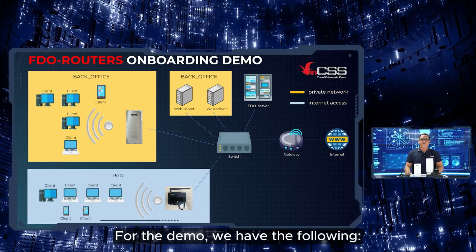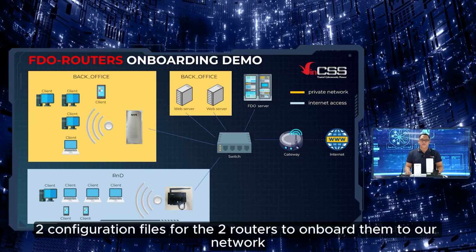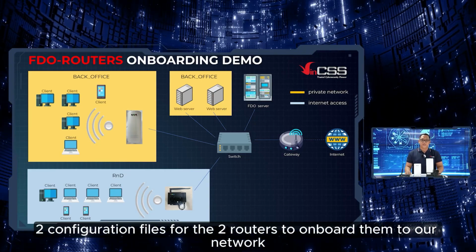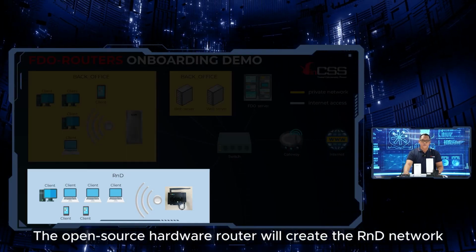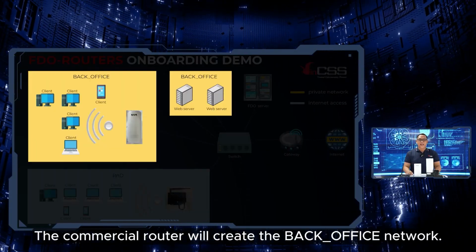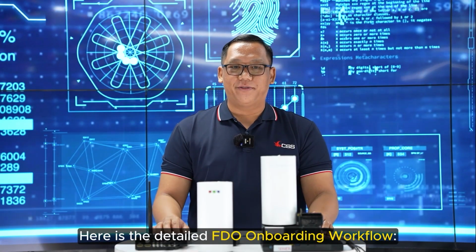For the demo, we have the following: two configuration files for the two routers to onboard them to our network. The open source hardware routers will create the R&D network. The commercial router will create the back office network. Here is the detailed FDO onboarding workflow.